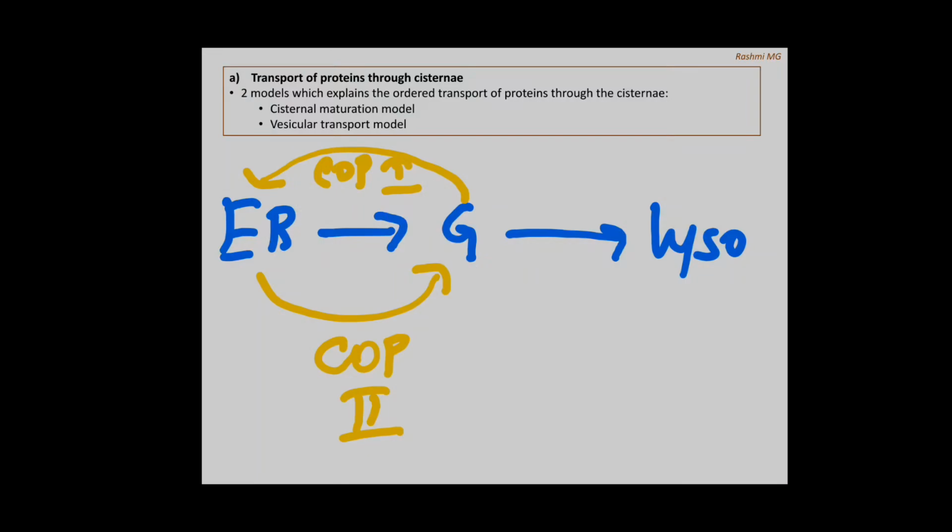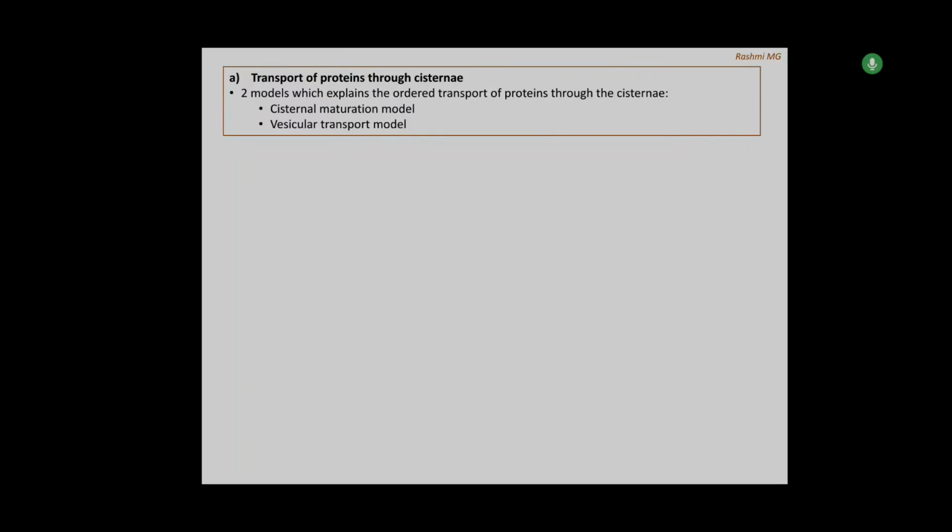From Golgi to lysosome, that is clathrin mediated, associated with AP1. So now we learn how the transport of proteins happens through the cisternae of Golgi. There are two models which explain the ordered transport of proteins through the cisternae. One is the cisternal maturation model and another one is the vesicular transport model.